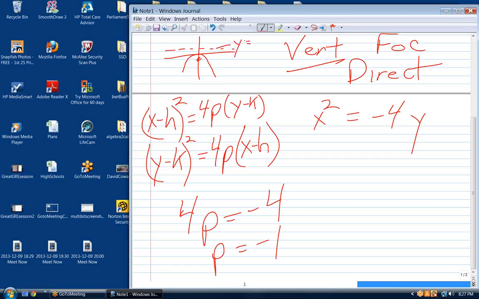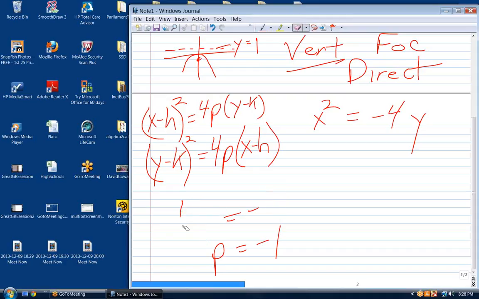And the equation of the directrix is 0, positive 1. Remember, it's the equation of a line. The directrix is not a point, it's a line. Y equals, where is that line? 1. Y equals 1 is the directrix. Okay? Let's do one more real quick.